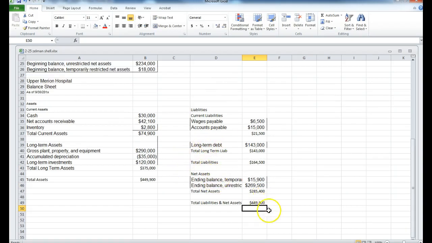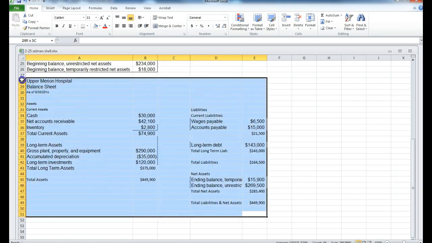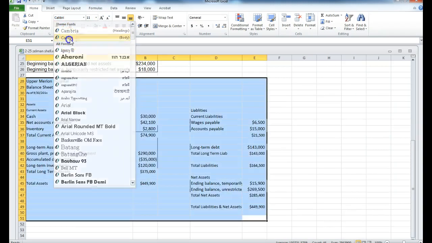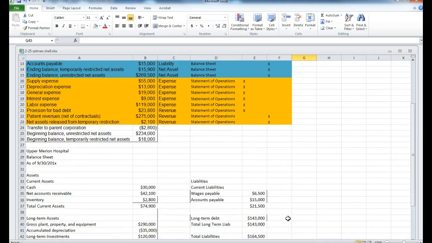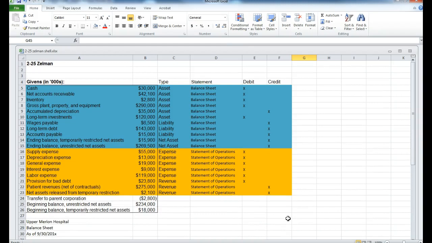We equal. So one of the things that I would like to do is make sure all of our fonts are the same and our things are the same size. So here we can do that. And that's the solution to number 225 Zelman.